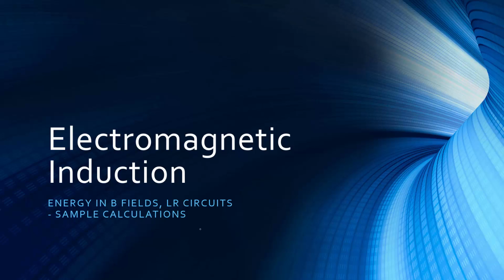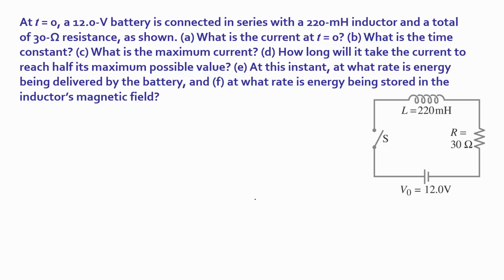I actually only have one example for you today, so maybe we should change this to sample calculation, but it does have multiple parts, so maybe we're okay. And it's just a simple LR circuit with a single inductor and a single resistor and a battery, and we want to answer all kinds of questions about it.